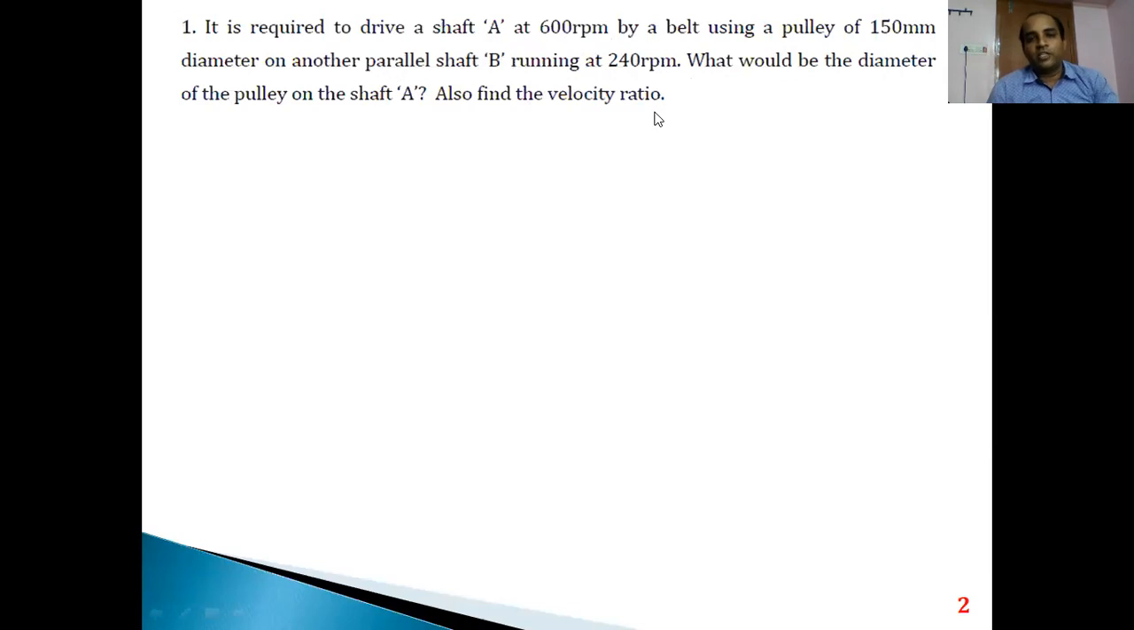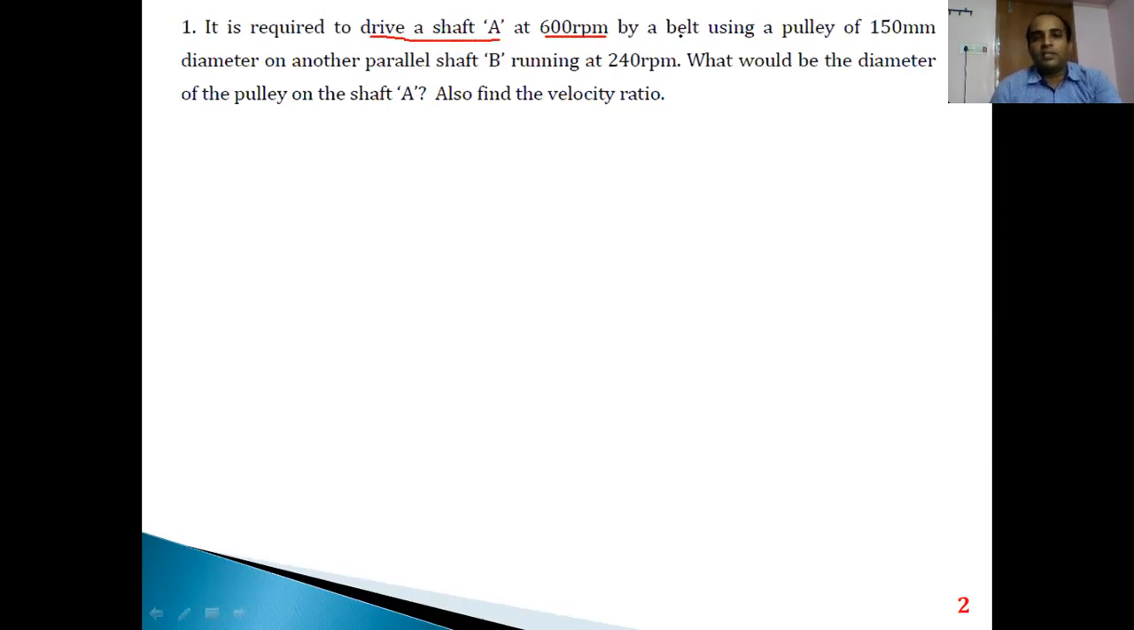Remember always, the first important thing is, in belt drives as well as for gear drives, we need to identify which are the driver and the driven cases. So to understand that, we need to read the question carefully. It is said that it is required to drive a shaft A, which means the shaft A is able to run with some power coming from another shaft. So to drive shaft A at how much speed? 600 rpm. So shaft A has to be driven at 600 rpm, which means the driven pulley here becomes the pulley mounted on shaft A at 600 rpm.